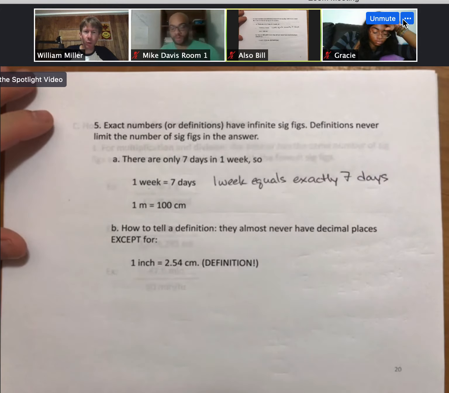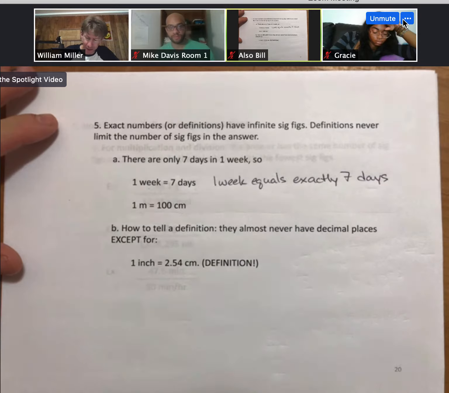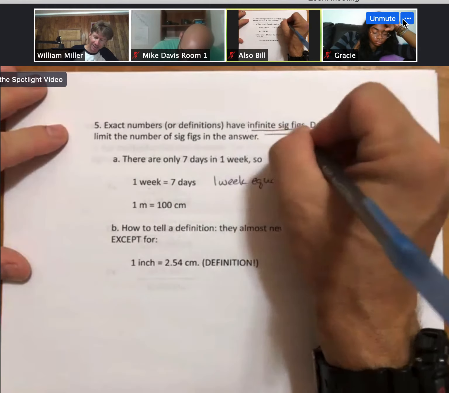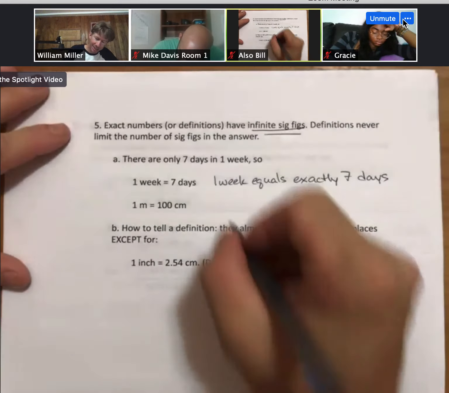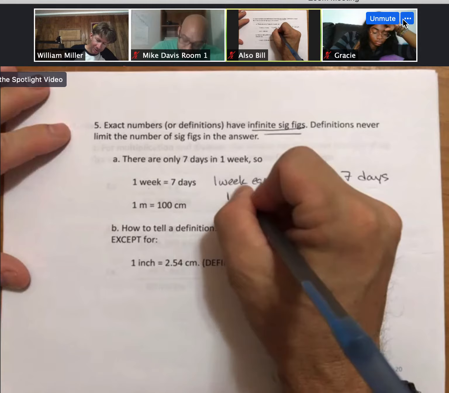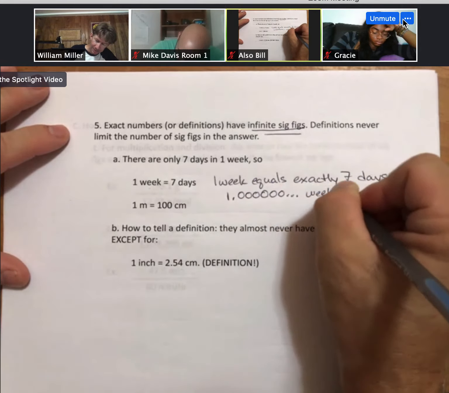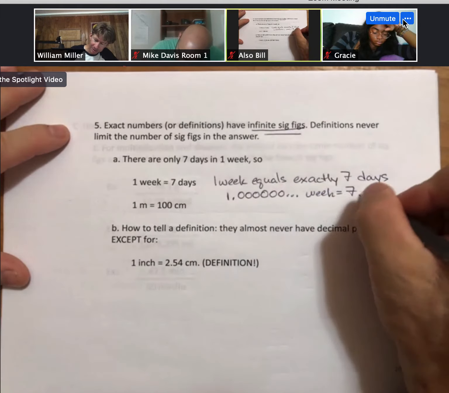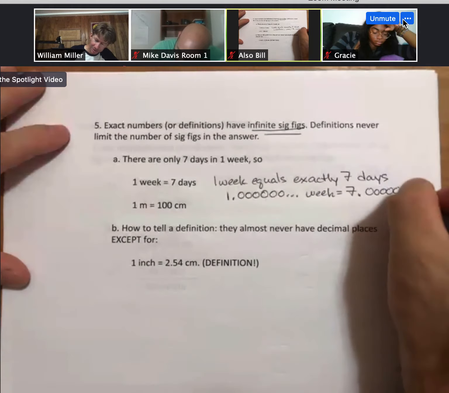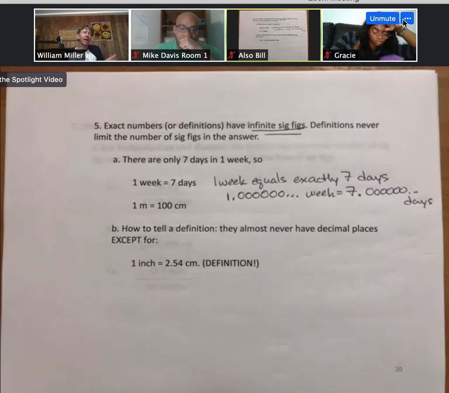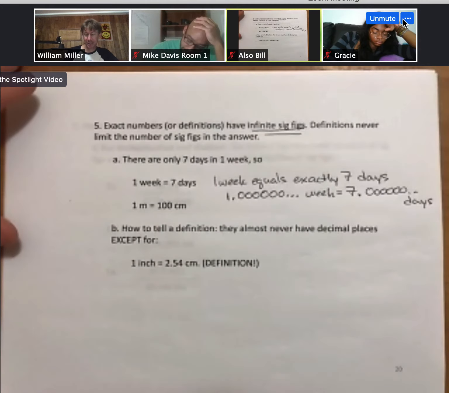There's no wiggle room there. There's no error. That's what I mean by exact numbers or definitions have infinite sig figs. It's like saying 1.00000 week equals 7.0000000 days. There's no error in that. That's what I mean by infinite sig figs.